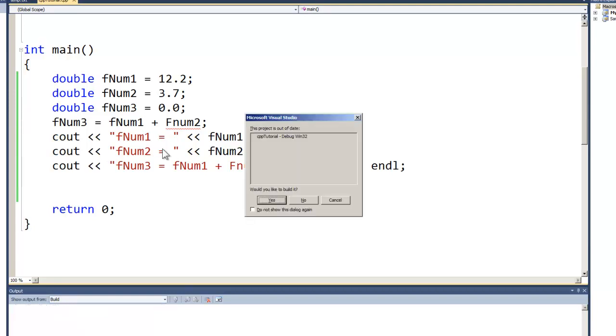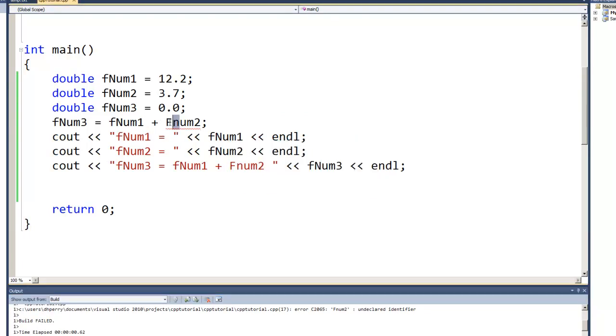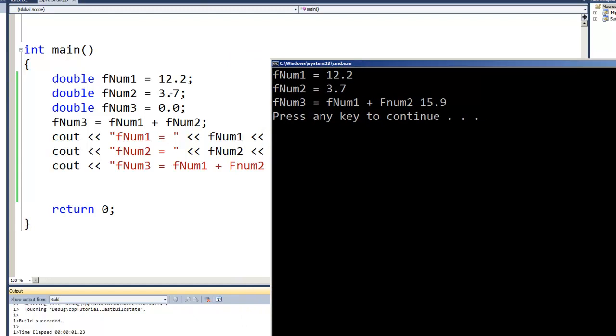So we made that change, and we'll run it, and we've got a build error. You can see I can't type. It should be a lowercase f and an uppercase num. My fingers don't always hit the keys right, so I got the wrong capitalization. So this time when I look, it has created these variables and done the addition, and then it's output fnum1 and 2, and the new value of fnum3 was the sum of the two, or 15.9, and we can see that that is correct.